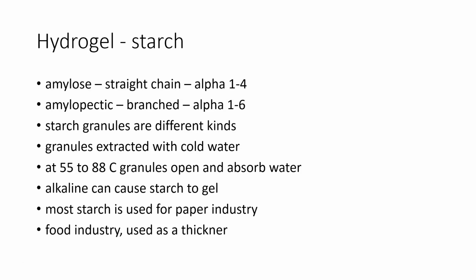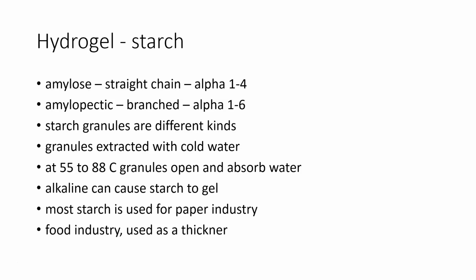If you add cornstarch to material, you heat up the material. When it gets to 55 to 88 degrees Celsius, the granules that the starch is made of open up, they allow water to get in, and it forms this gel. Alkali can also cause starch to gel. In that case, adding alkaline material to it would cause it to gel, which is one of the reasons that corn can often be processed with lye, giving us what we call hominy, which would be a type of gel.